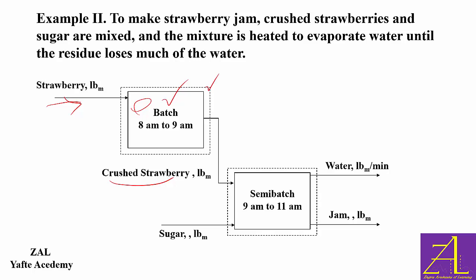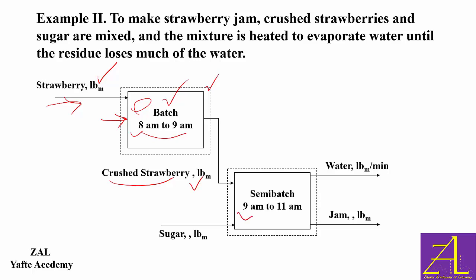Suppose the loading of a strawberry happens right at 8 a.m. or sometimes before that. Between 8 and 9 a.m. no strawberry is added. It means that no mass is crossing the boundary. This is a batch process where during the process no mass is crossing the boundary. And as you see for batch process, the amount of feed and product is in quantities like pound mass.